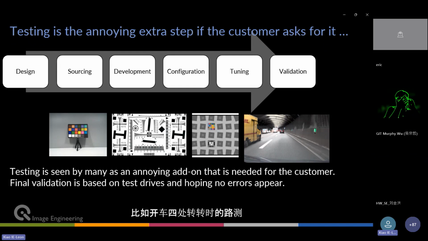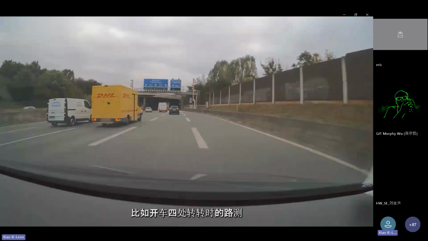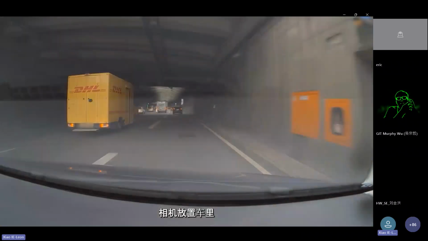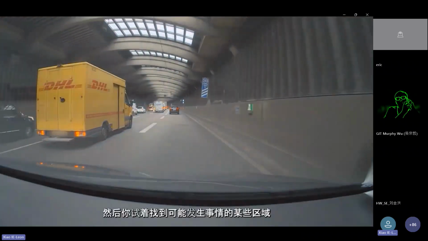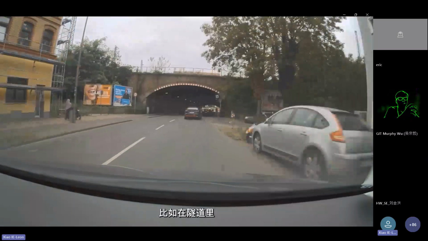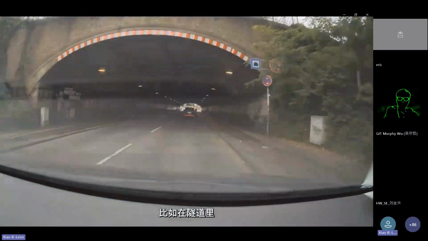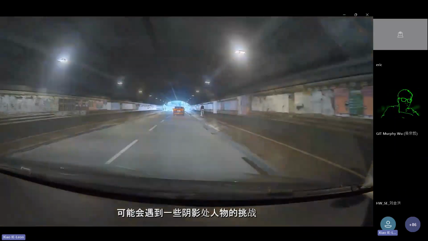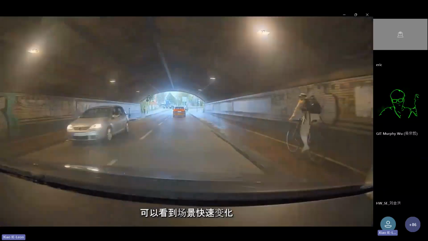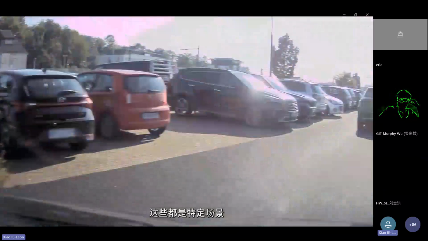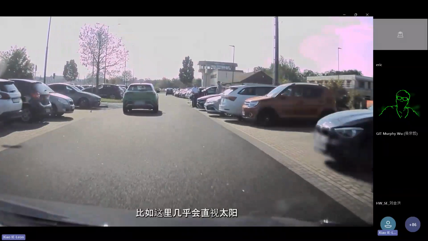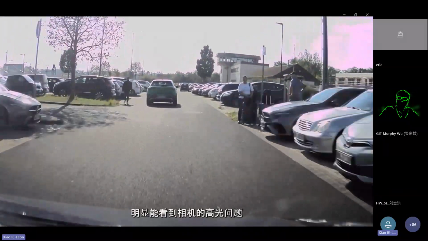So then they go out on the street and drive around. That can be something like this. You take your car, with the camera in the car, and then you drive and try to find certain areas where things can happen. Like here, you go in a tunnel, you have a challenging situation with some shadow persons, you go from the dark into the bright. So these are specific scenes. Or here you look nearly into the sun, and you see obviously with this camera there are some highlight issues.